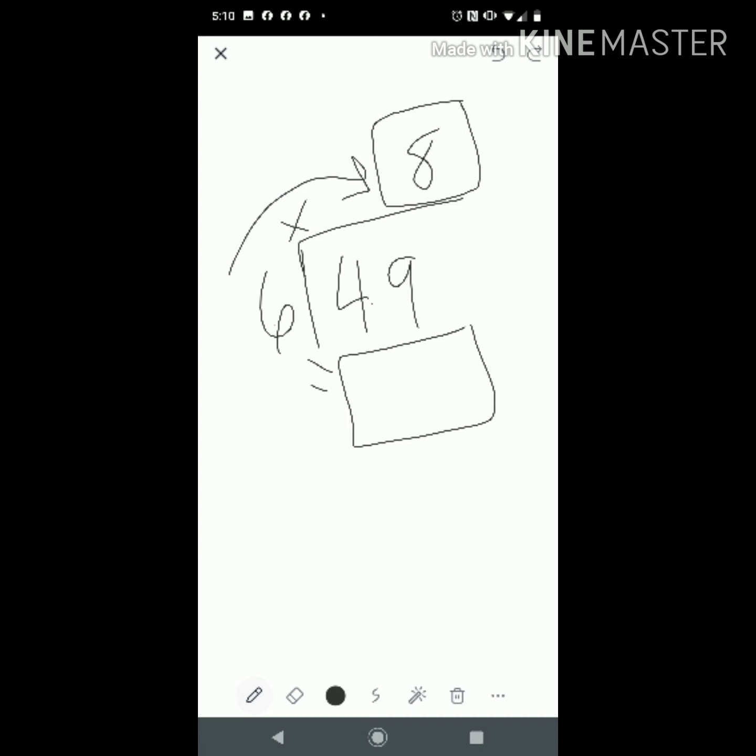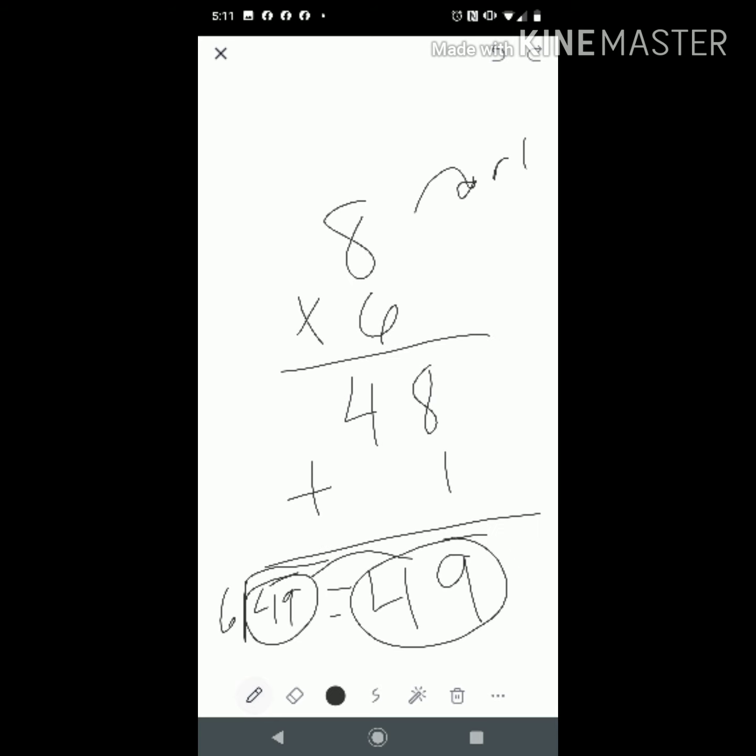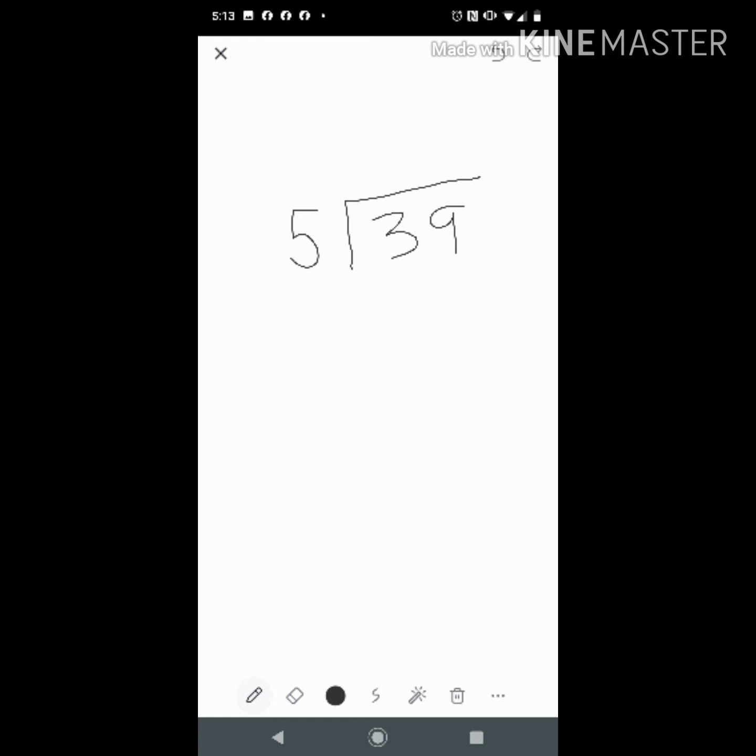All right, so still using the steps of division. 8 times 6 is going to be 48. So we're going to multiply 8 times 6, 48. We're going to put an 8 up there. We're going to put 48 underneath. 49 minus 48 is 1, remaining 1. That's how we do it. Checking it, 49, 49. All right, let's do another one.